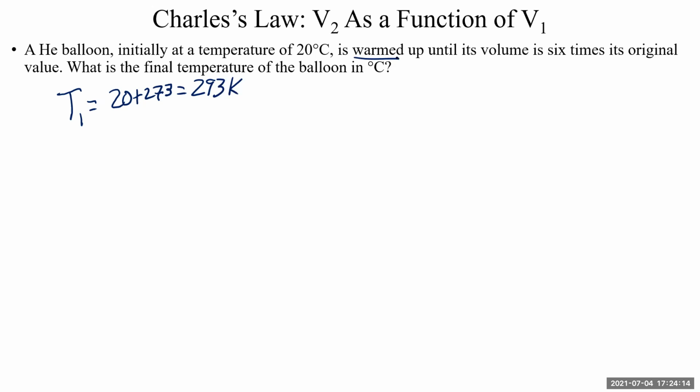Okay, it's warming up. So automatically we know if we're going to warm up this balloon, its volume should go up. We know our final volume will be higher. It is warmed up until its volume is 6 times higher. Okay, fine. So volume 2 equals 6 times volume 1. What's volume 1? It doesn't really matter. What is the final temperature of the balloon? So T2 is what we're going to find out.